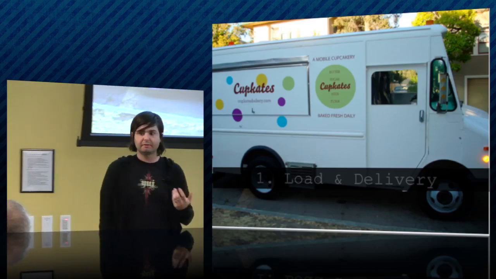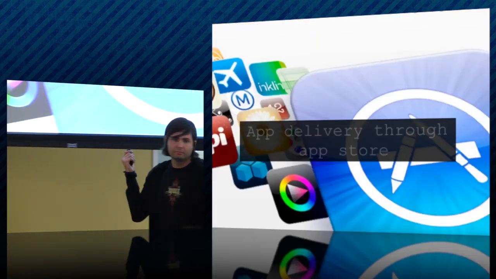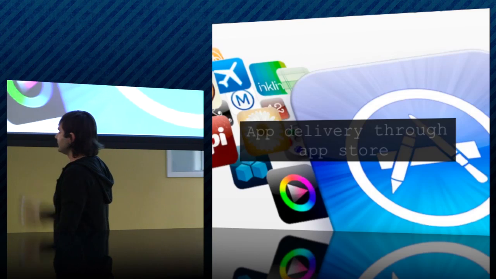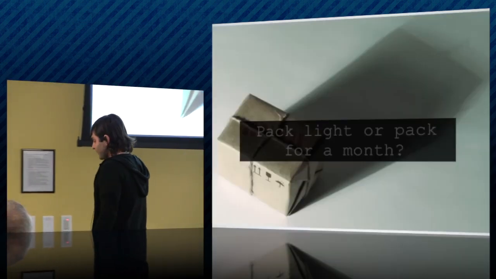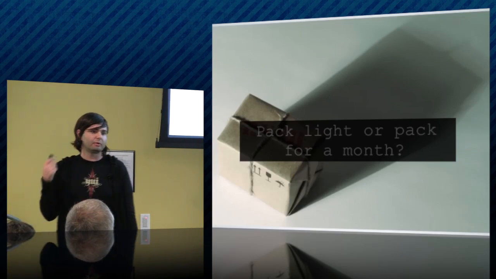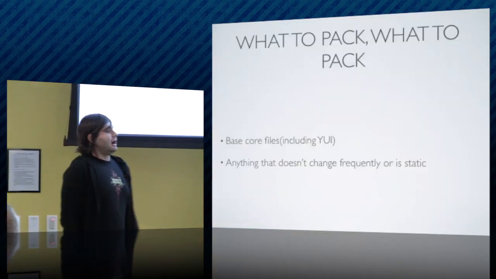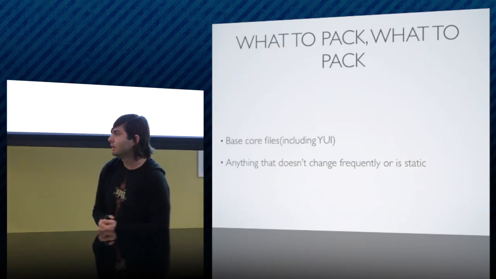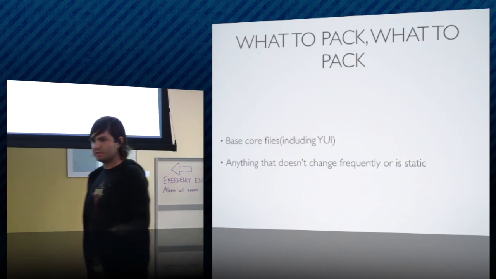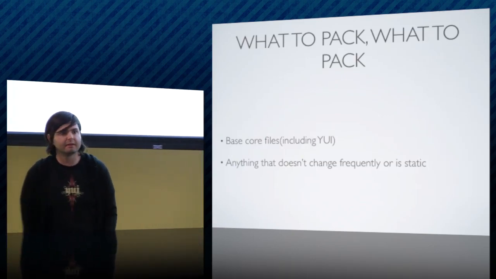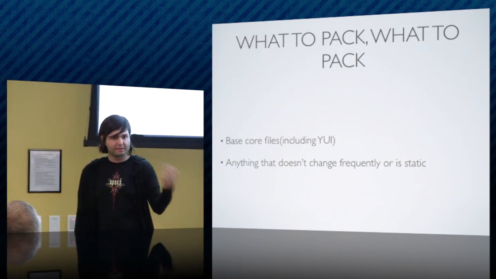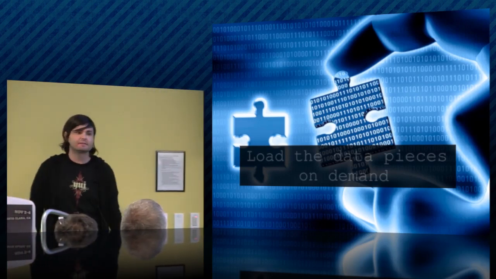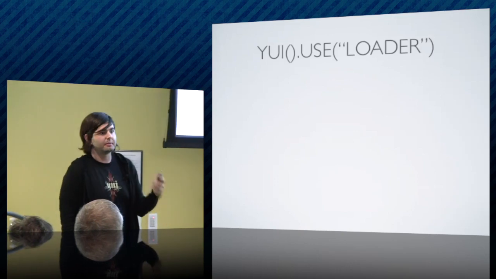The first thing we need to do is deliver the app. This is done through the App Store, like I mentioned before. We put this on the App Store, and that's how people can start downloading. The next question that came to our minds was, okay, what do we put in there? So we ended up putting all the basic files, all the core files, including YUI, and also everything that we knew wasn't going to change frequently. So images, CSS assets, things like that we knew were going to persist for a while. And then the rest of the pieces, we'll just be loading them on demand as we need them.